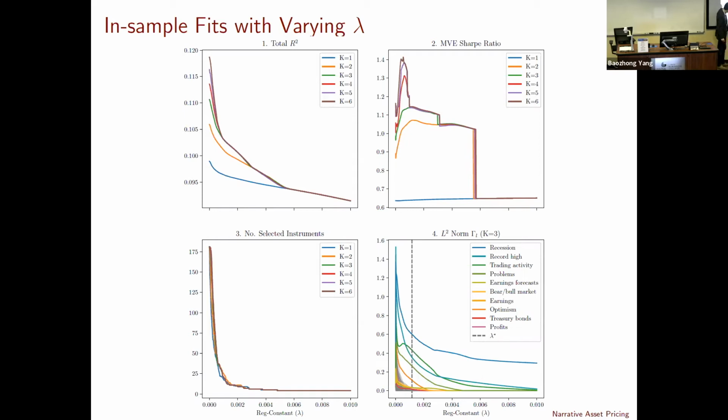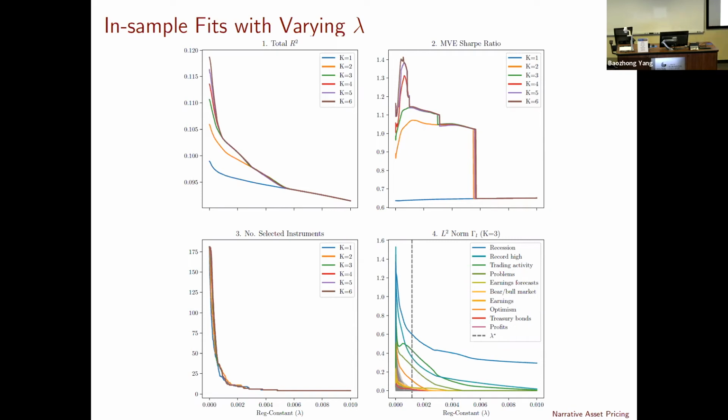The number of selected narratives decreases. The gamma importance decreases. But there's one thing that's not monotonic. That is the in-sample mean variance efficient factor's Sharpe ratio. Very strongly, if I have a little bit of lambda here, the Sharpe ratio is going to increase. That increase tells me I'm getting closer and closer to the true factor space, because theoretically speaking, if you uncover the true factor space, you should have the highest Sharpe ratio, right?